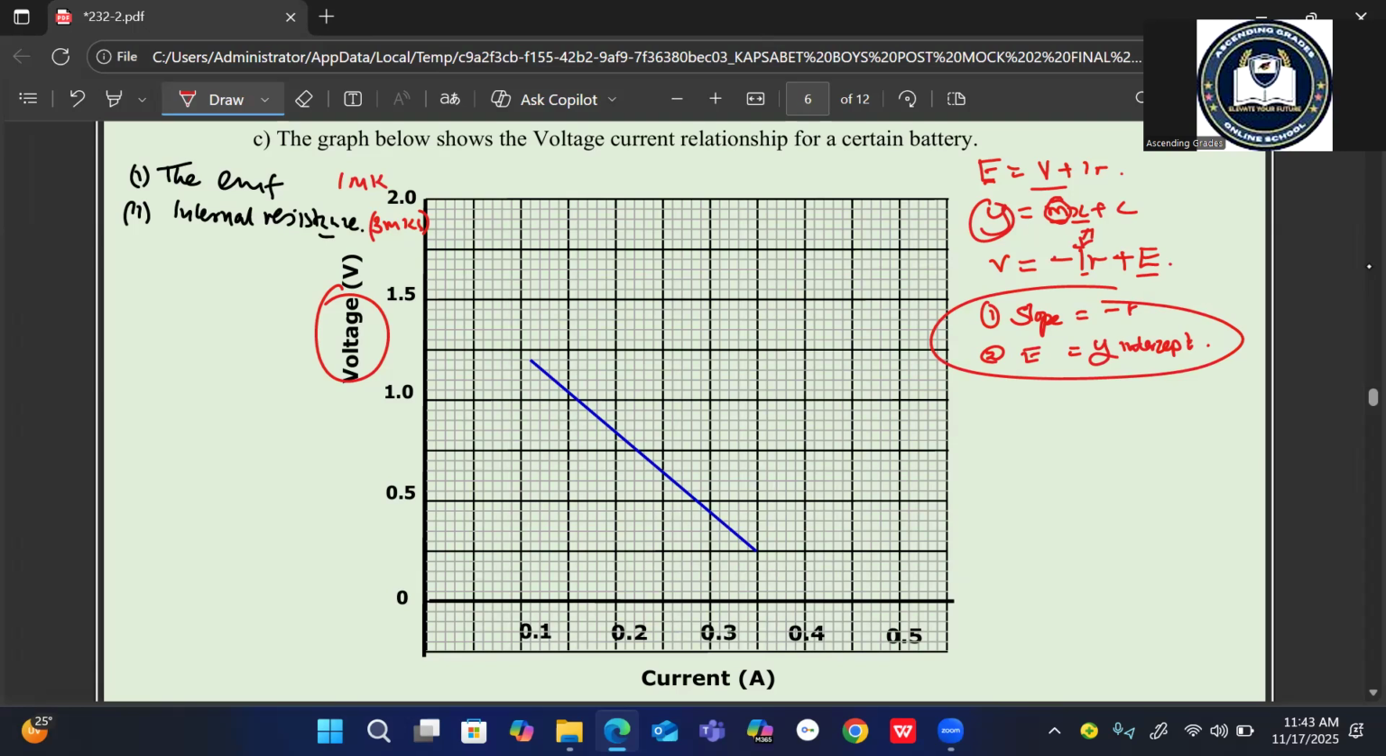So the first one is about the EMF. How do we get the y-intercept? The first thing is you complete this graph. So I'm going to extend like that. So I'm supposed to read what is here.